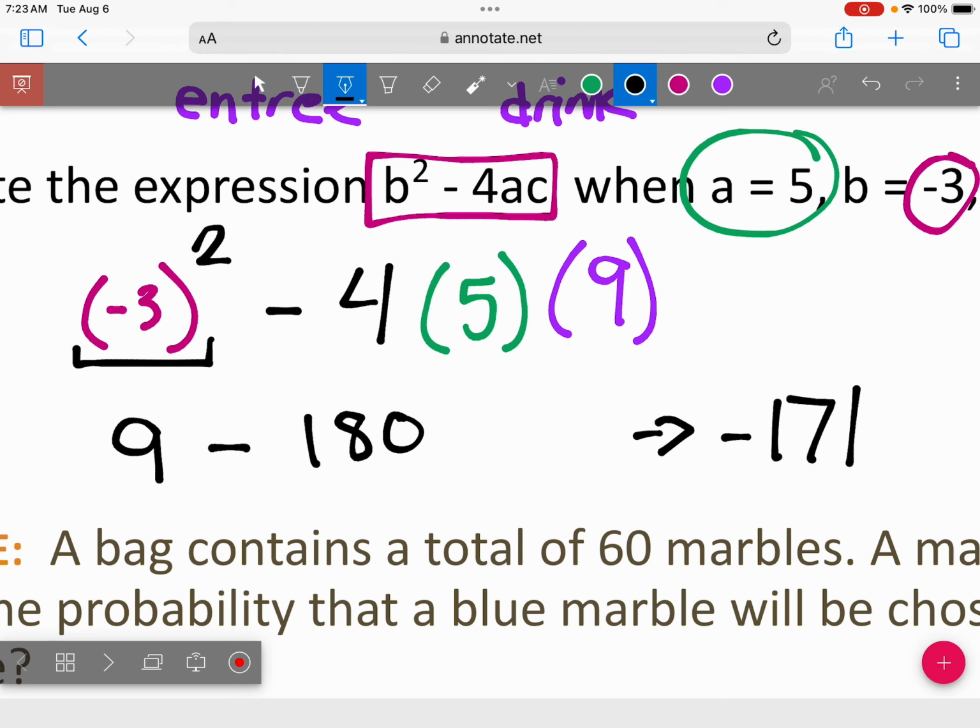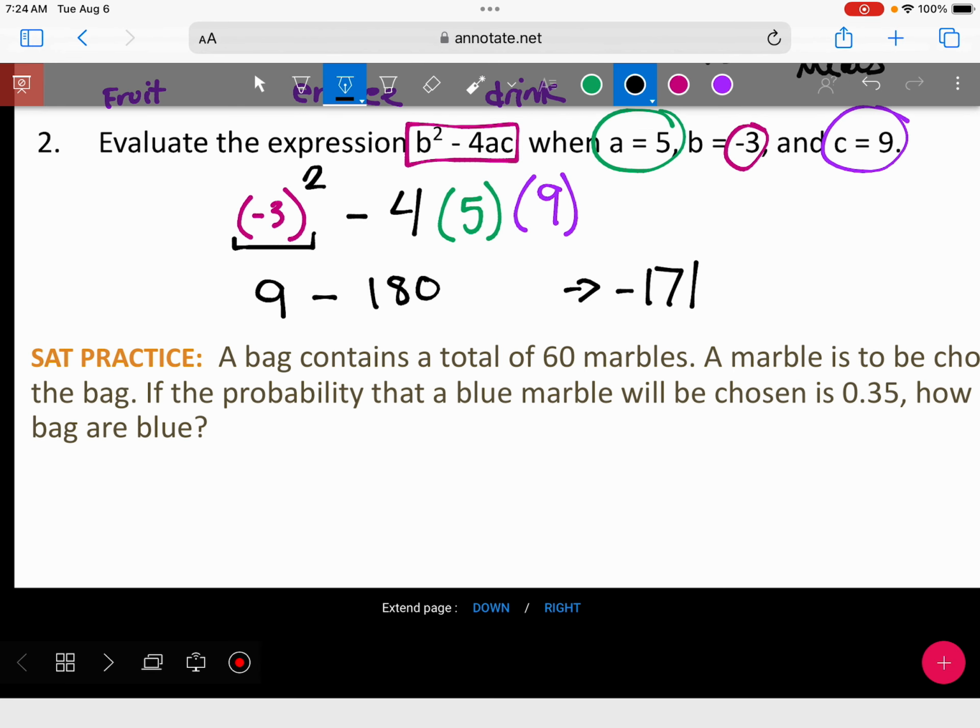This last one is a challenge problem. It's an SAT practice problem. This comes from the bank of SAT questions based on this kind of stuff. So this one is a little bit harder, and it's a little different than things we've done before, but it's the kind of question that'll sometimes show up on the SAT. So we've got a bag that has 60 marbles here, and a marble is chosen at random from the bag. The probability that the blue marble is chosen is 35. So we want to know how many blue marbles are in the bag.